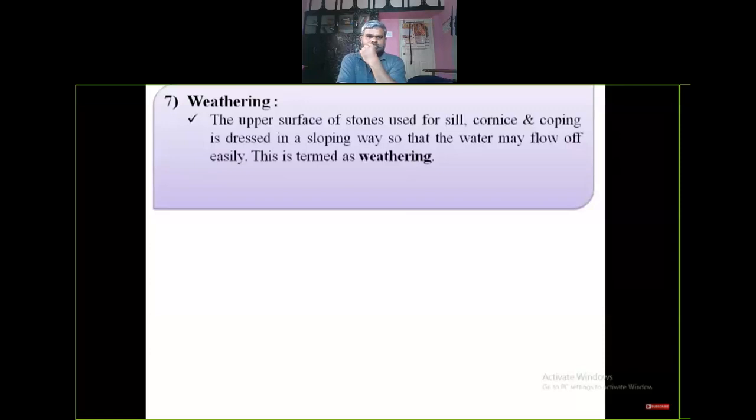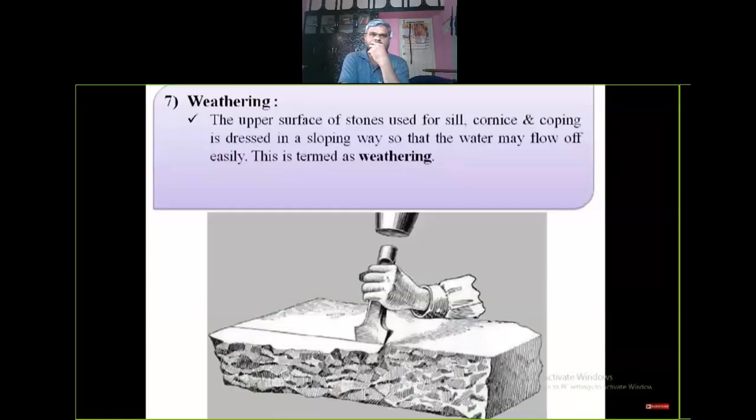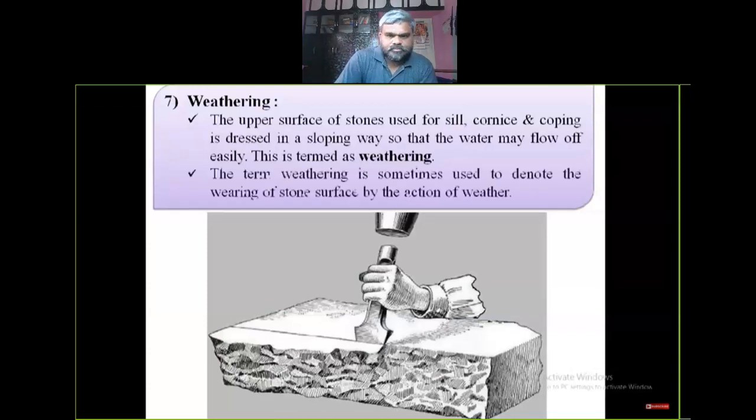Next one is weathering. The upper surface of stones used for sealing, cornice and coping is placed in a sloping way so that the water may flow off easily. This is termed as weathering. So weathering is placing of stones in a sloping way. The term weathering is sometimes used to denote the wearing of stone surface by the action of weather.